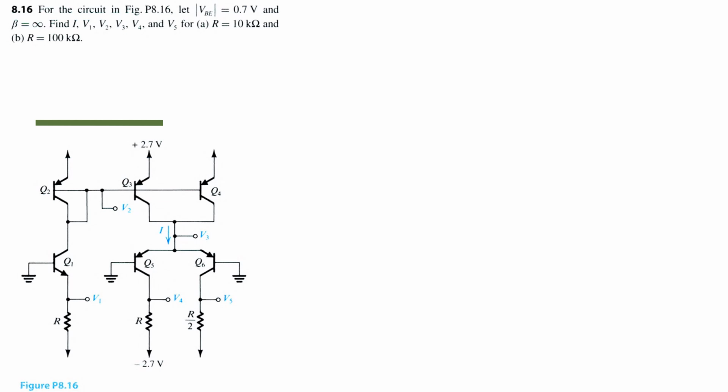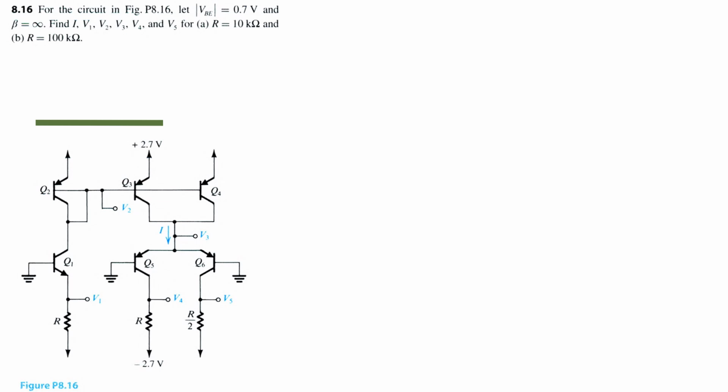We want to find the current I expressed in the figure, V1, V2, V3, V4, and V5, which are all labeled here, for two cases. One where R is equal to 10 kiloohms, and the other where R is equal to 100 kiloohms.